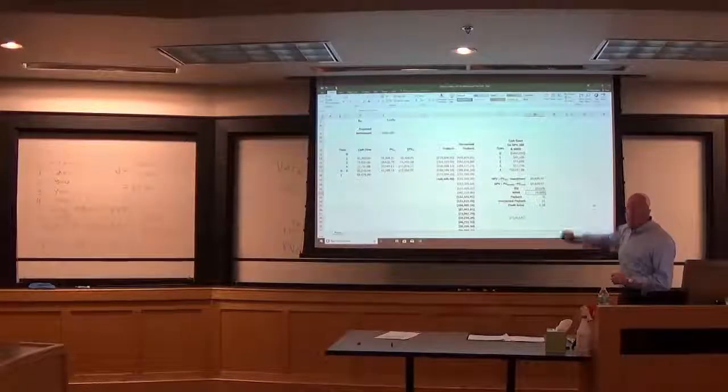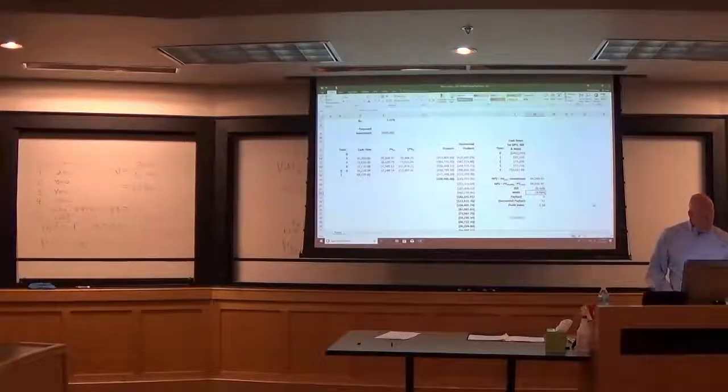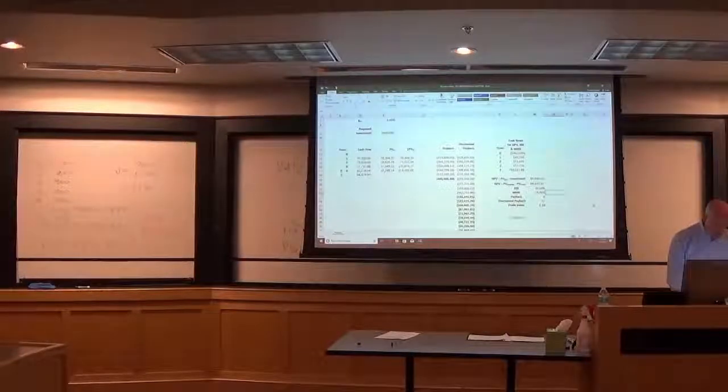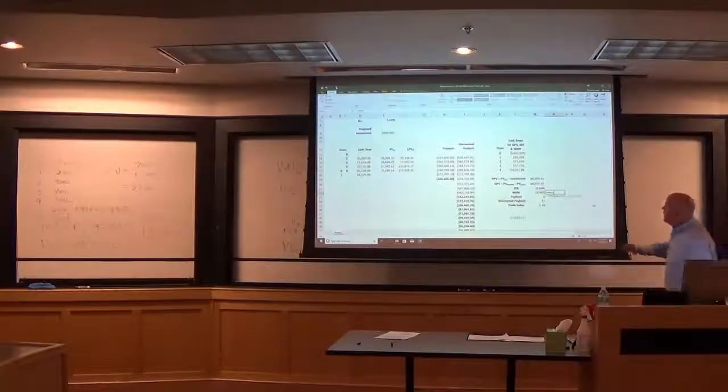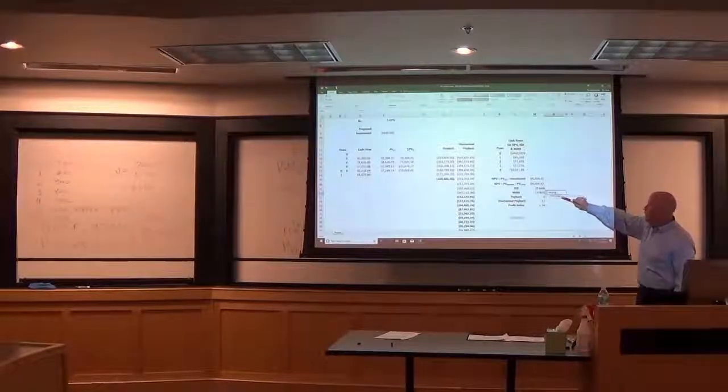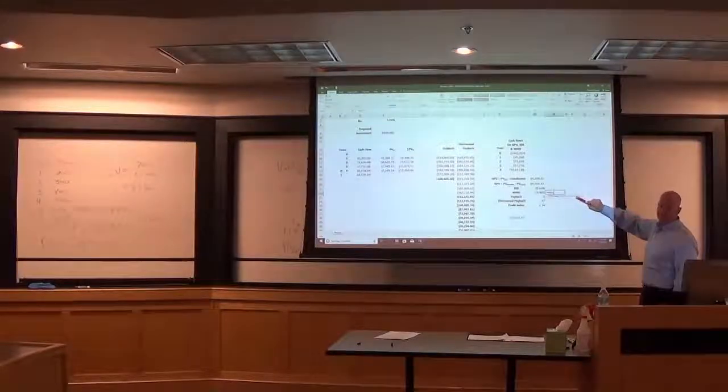Modified internal rate of return, very simple again. Exactly what you would expect it to be. So M equals MIRR. Open it up. But now it wants to be told the range of values, which we'll give it. But it has two different rates it wants to think about: a finance rate and a reinvestment rate. The finance rate is your discount rate.